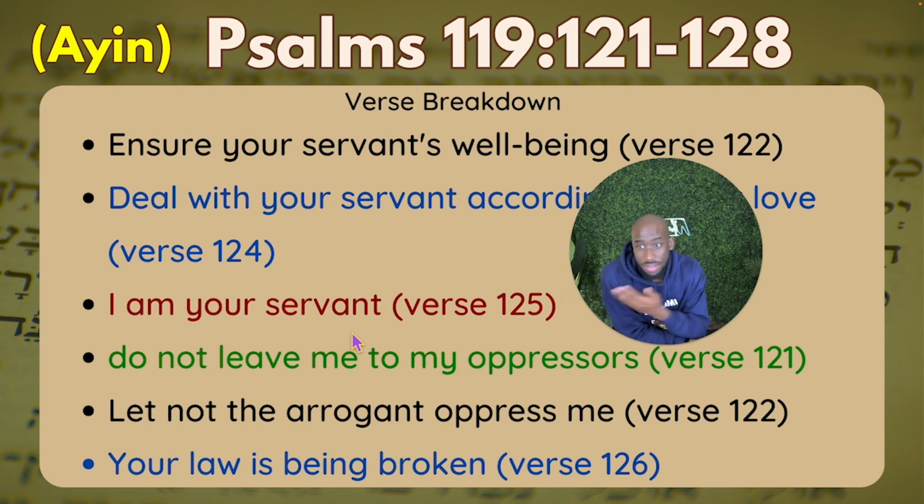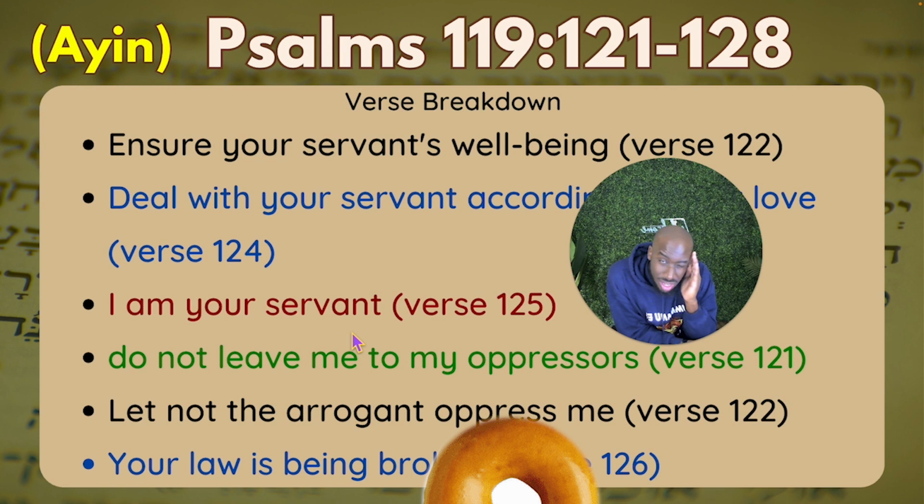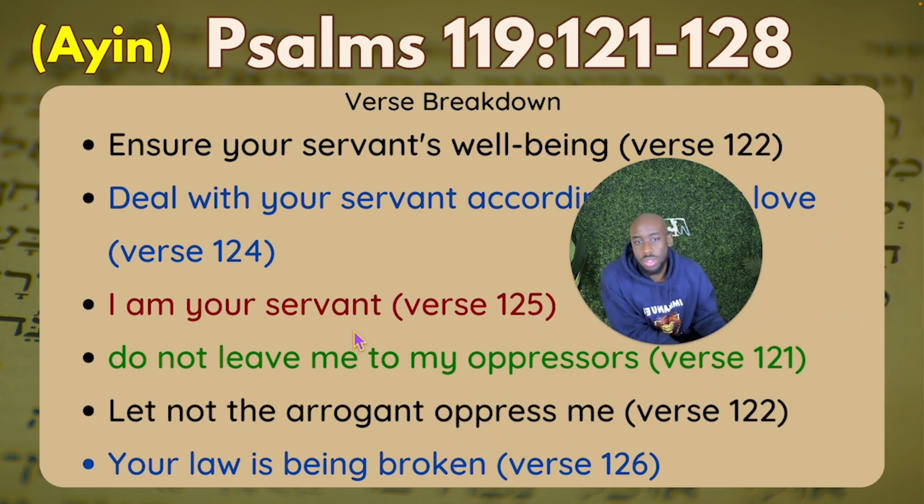Verse 125, he says, I am your servant. Verse 121, do not leave me to my oppressors. Verse 122, let not the arrogant oppress me. Your law is being broken. So David is concerned here. So these are just some of the observations that we took away from this verse, just in case you kind of read over it and your eyes glossed over like Krispy Kreme donuts. I just wanted to make sure we grab the general context, right? So that's pretty good.